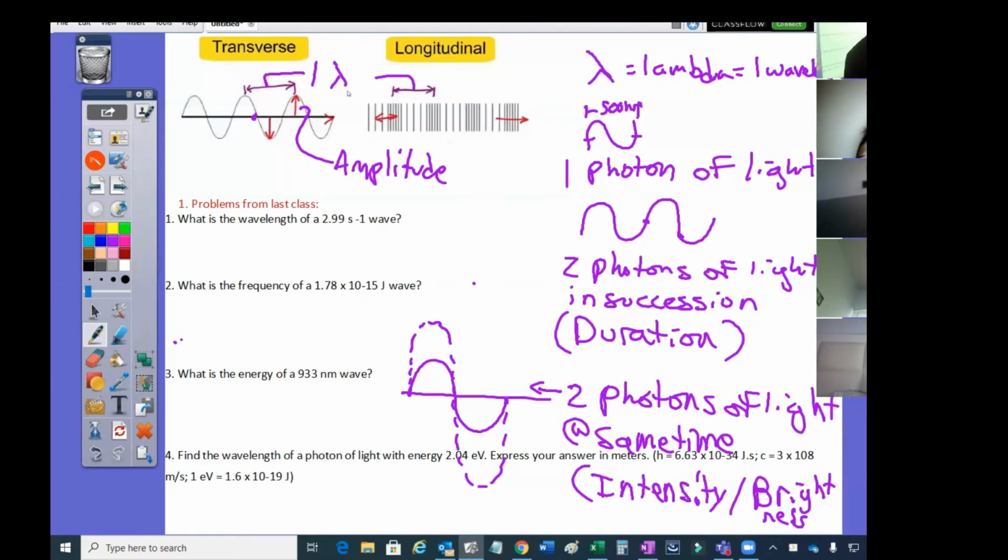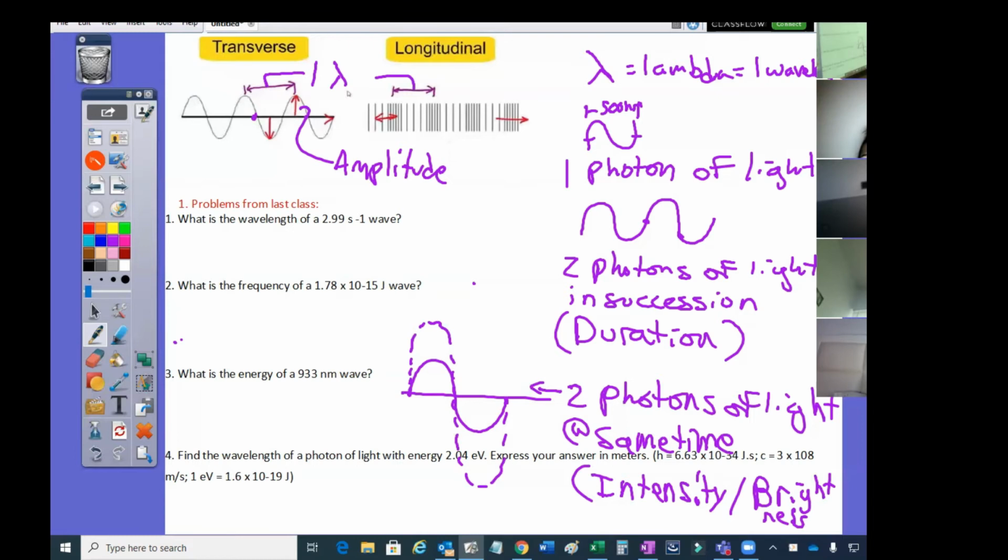So that's two different depictions of two photons. Here we have two photons back to back. Here we have two photons on top of each other. This is duration. This is intensity.